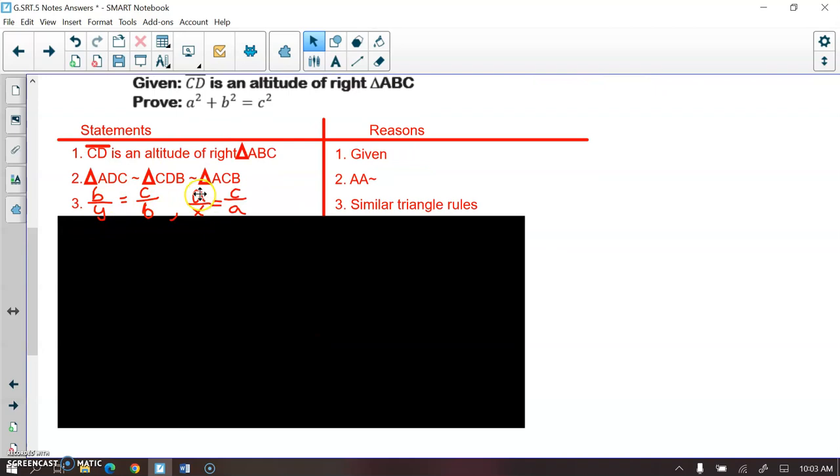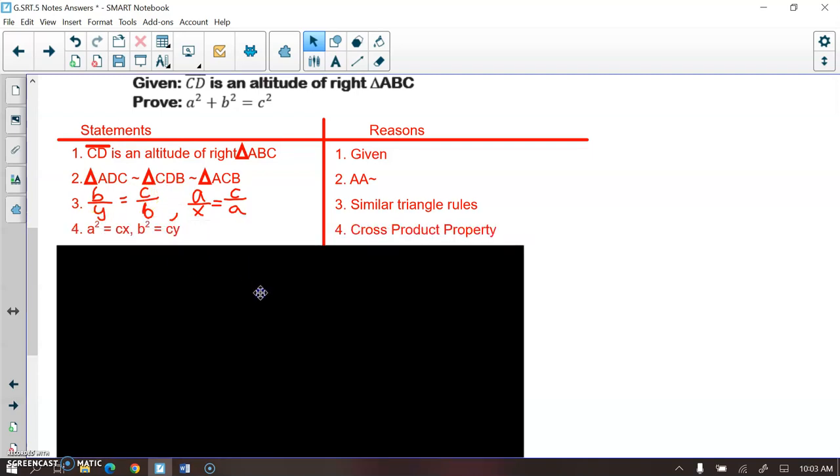All right, so then we're going to use the cross products property. When I use the cross products property here, an a times an a is an a squared, and then I have a c times an x. When I do this one, a b times a b is a b squared, and then I have a c times a y. So using the cross products property, I have a squared equals cx, and I also have b squared is equal to cy.